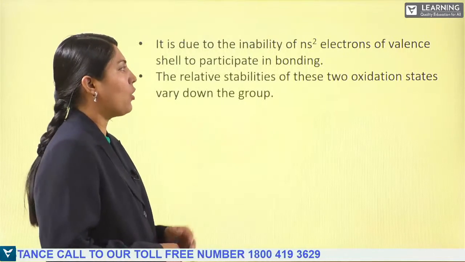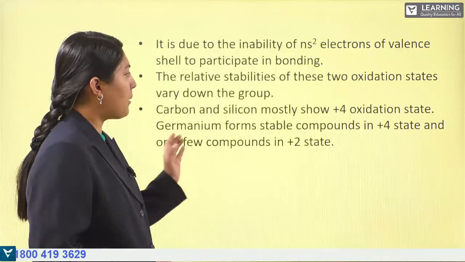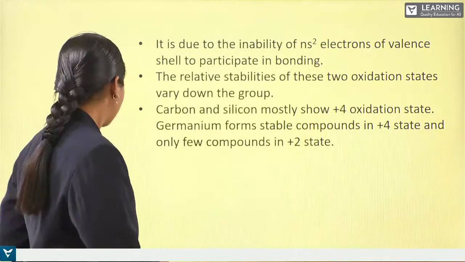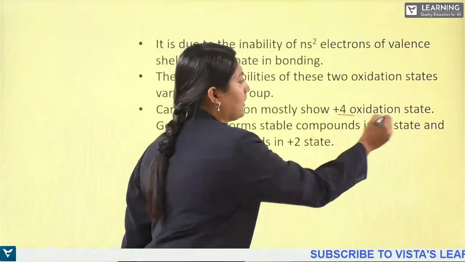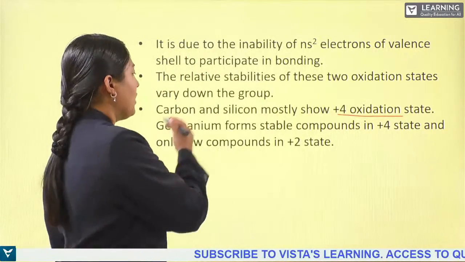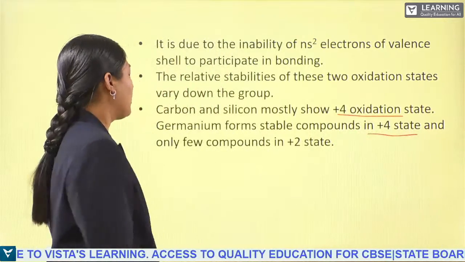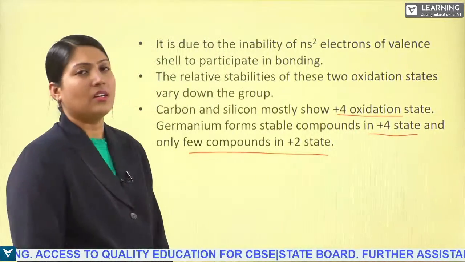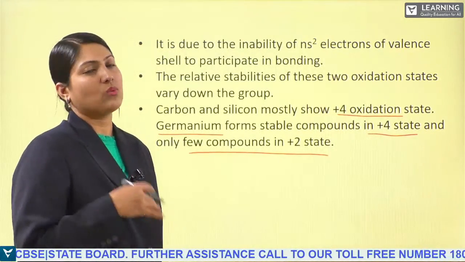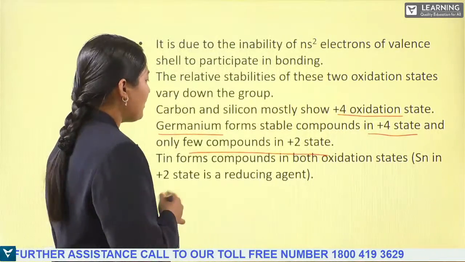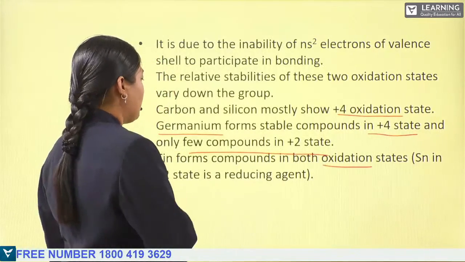The relative stability of these two oxidation states varies down the group. Carbon and silicon mostly show the +4 oxidation state, where germanium forms stable compounds with the +4 state and very few compounds in the +2 state. That means germanium can have +4 as well as +2 states. Tin forms compounds in both oxidation states, that is +4 and +2.